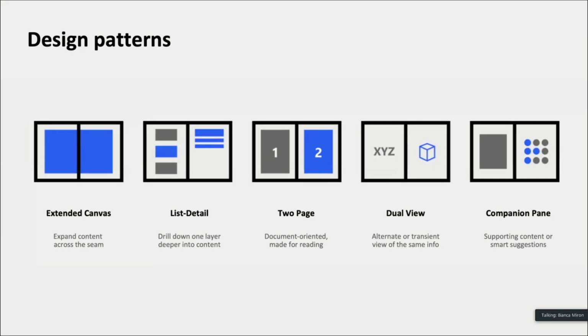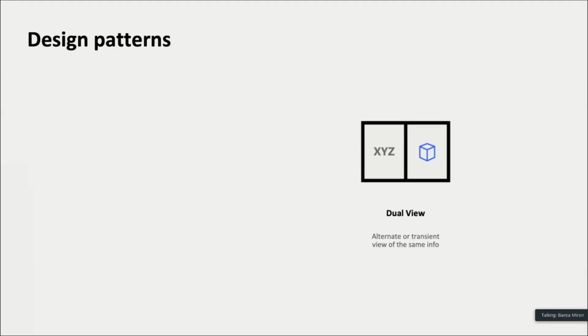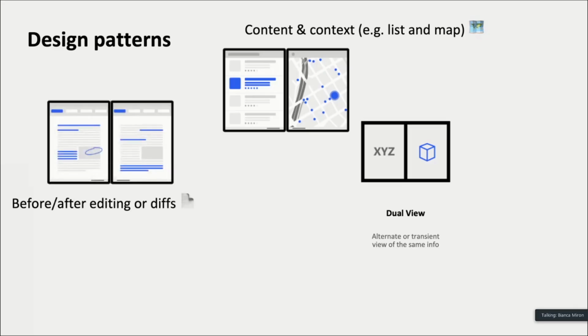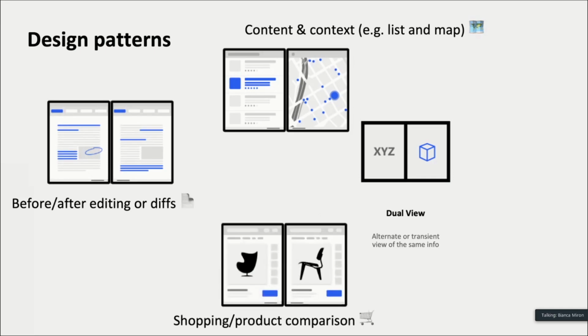Next, the dual view pattern shows one object in 2 different ways, so we can have content and context at the same time. For example, in case you would like to buy a house, you want to see all options available, but also how far they are from the supermarket or from the office. It can also help you with code reviewing, so see before and after changes side by side. And in case you would like to buy the best ergonomic chair out there, you can compare the ones you found.